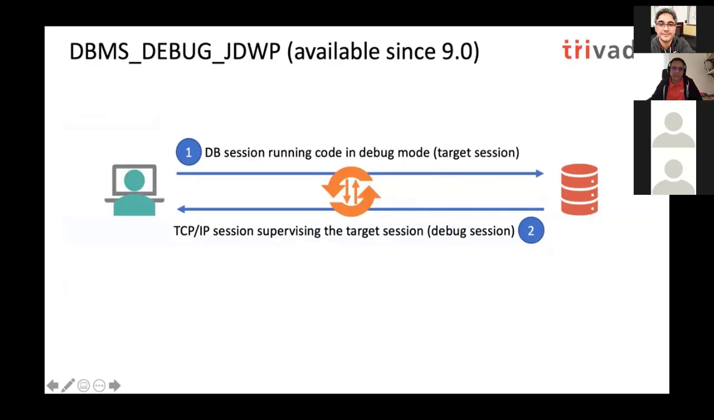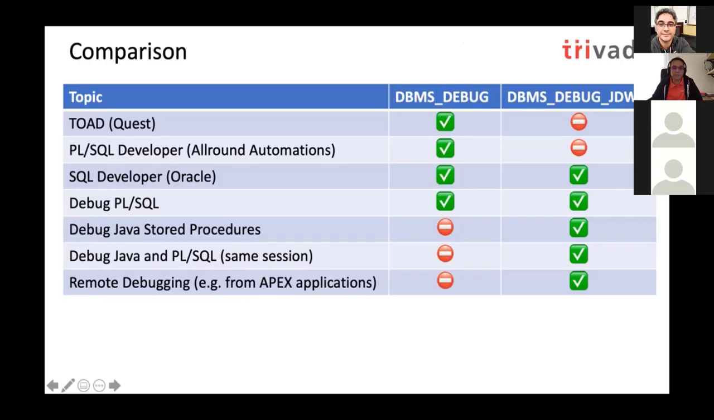so we see here the disadvantage. What's also interesting to mention is that remote debugging is only possible through SQL Developer. It's also possible through JDeveloper, but it's not possible through Toad or PL/SQL Developer from Allround Automations. It does not work. So for the fancy stuff, you have to use SQL Developer.